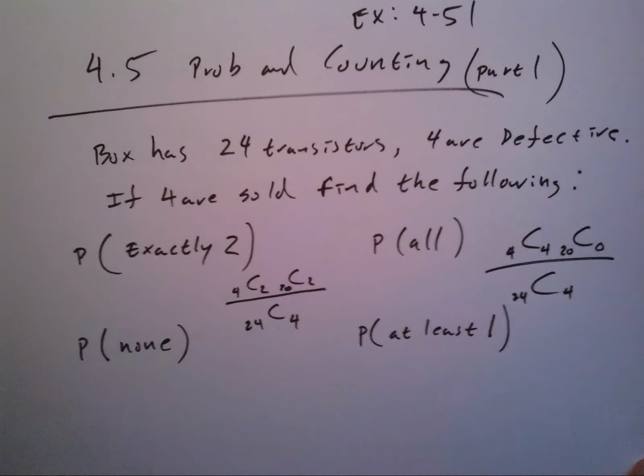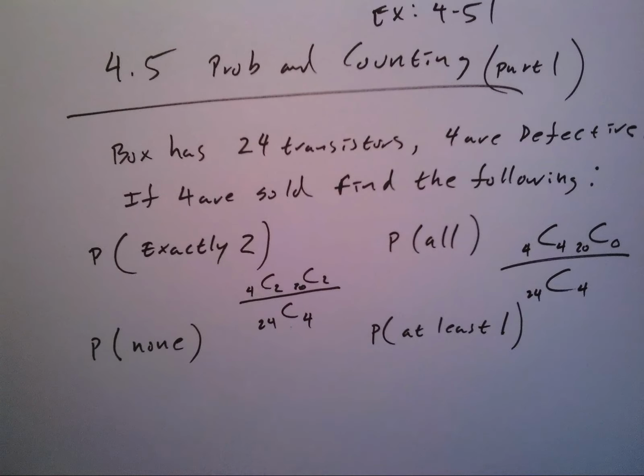Now if I want none of them defective, well, again, it's choose. 4 are bad, 20 are good, 24 are total. I want none of the bad ones, so it's 0, so I'm 4 choose 0. I want to pick 4 good ones out of the 20, so this is how many ways you can do that. And on the bottom, it's going to be 4 out of the 24 for our total.